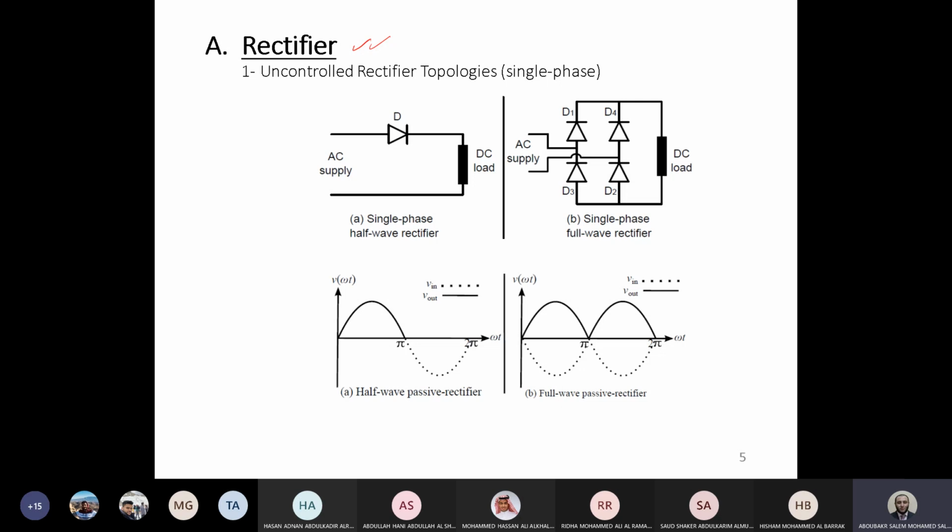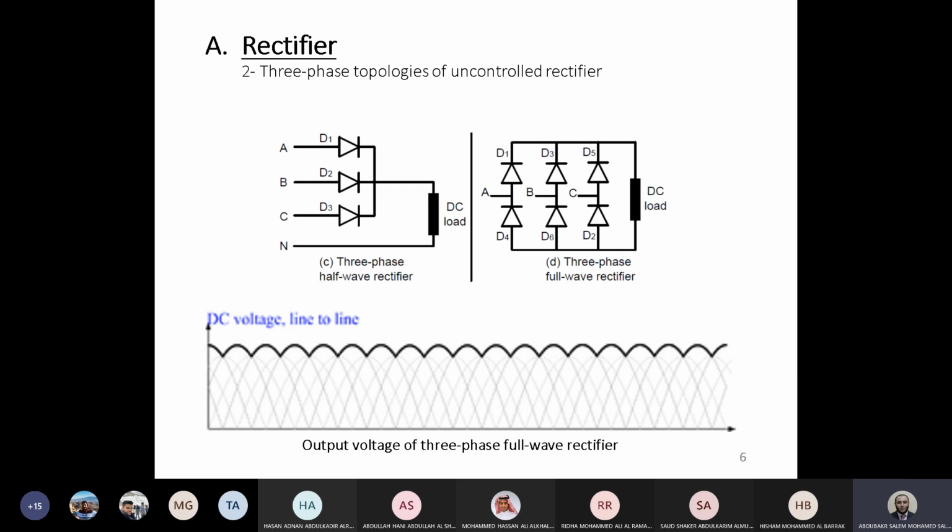So these are the single phase topologies. Uncontrolled because we use diodes here. We don't have a controlled element, which means the output voltage for these types will be a constant value. I mean the average value is constant. Also, we have three phase. So we have single phase uncontrolled and three phase also uncontrolled. This three phase uncontrolled circuit is used a lot in our life.